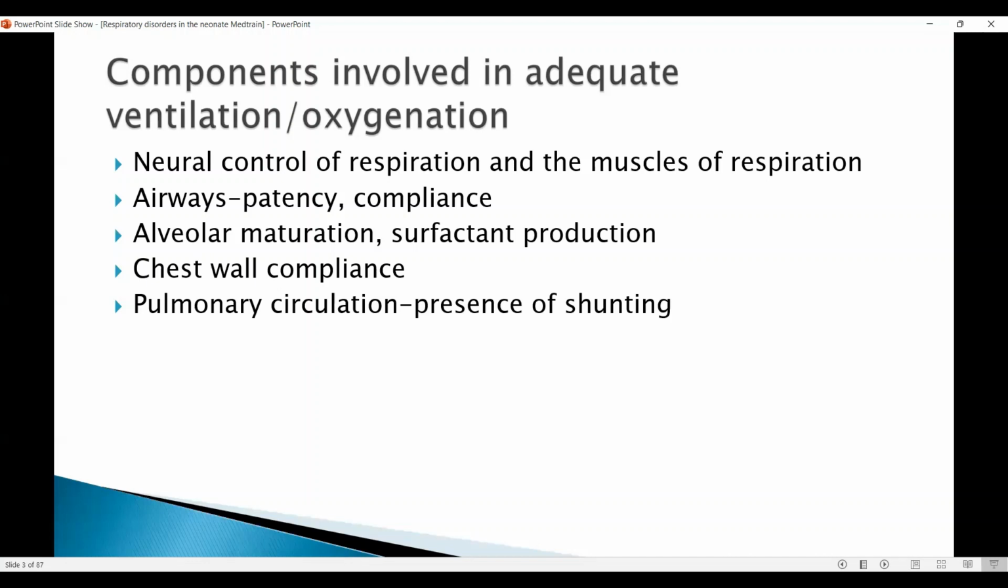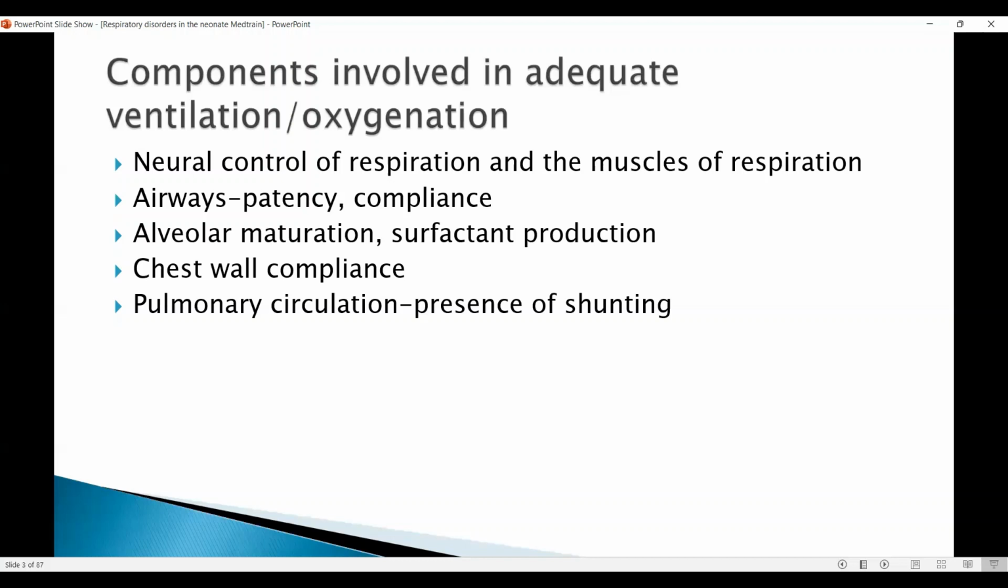We then move on to the lungs, where we have components like alveolar maturation and surfactant production that play a role, and this depends largely on the gestational age of the baby. We will discuss this in more detail when we are discussing the pathophysiology of neonatal respiratory distress syndrome. The chest wall compliance is very important as well. And when the chest wall is soft and is a premature baby, it's of a very high compliance. And so it's very important that we support the chest wall from collapsing, which takes the lung with it.